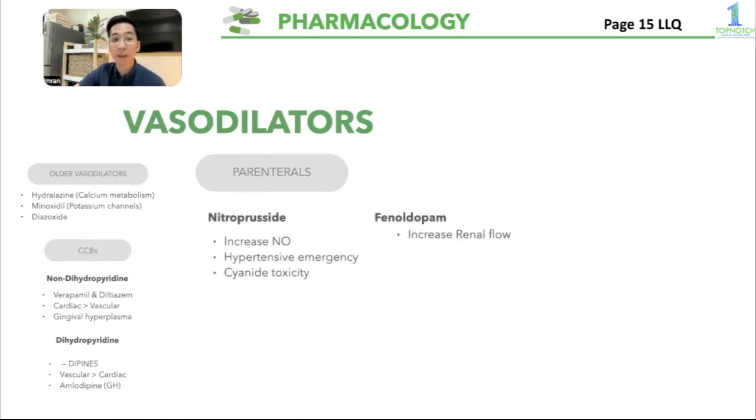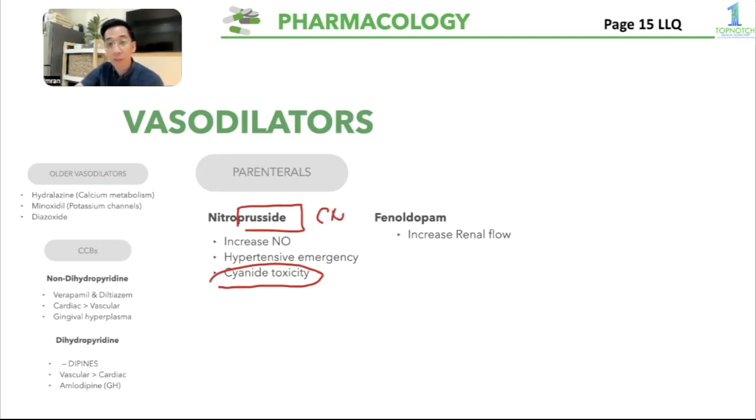Next, we can also give parenterals. These are actually hindi masyadong ginagamit, yung nitroprusside, which increases the nitric oxide synthase, hence causing vasodilation kasi it does alter yung cGMP metabolism din natin as well. Kaya nagkakaroon ng relaxation. Now, it's used for hypertensive emergency, but it can also cause cyanide toxicity, I mean. Okay? It can cause cyanide toxicity because in the molecule of your nitroprusside, meron dyan CN.